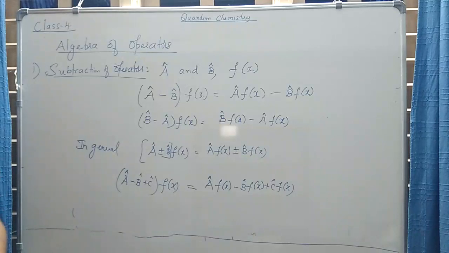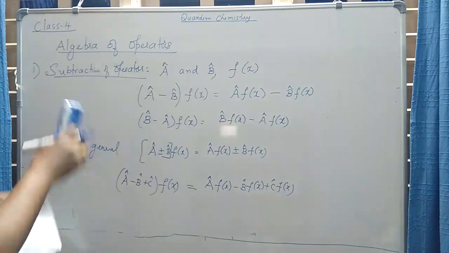The next important algebraic property of operators is that operators can even be multiplied, but how they are multiplied is somewhat different from multiplication of numbers. So let us understand this multiplication of operators.